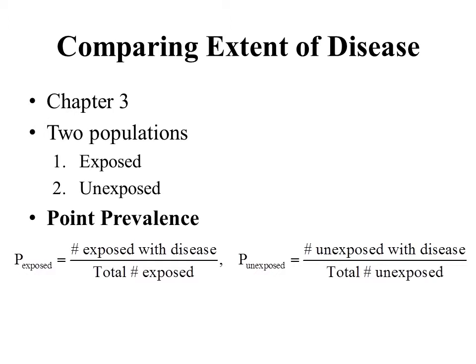One of those was called the point prevalence. And we had the point prevalence of the exposed and the point prevalence of the unexposed. To calculate those, we took the number of exposed with the disease divided by the total number of exposed, or the number of unexposed with the disease divided by the total number of unexposed. That's all there was to calculating prevalence. These we also called proportions, or we often reported these as percentages.